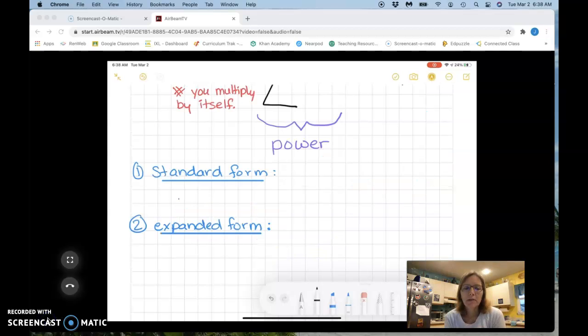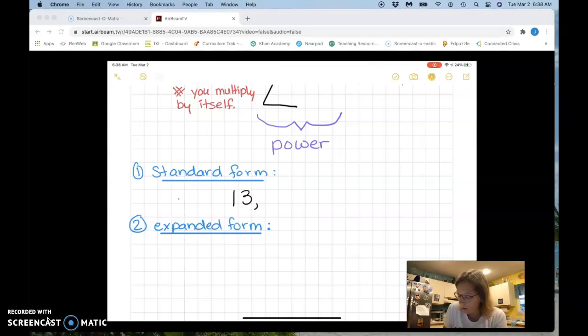Okay. There's two ways that we're going to write numbers in this section. We're going to write them in standard form, or we're going to write them in expanded form. And I'm going to show you what both of those look like. So if I'm writing in standard form, I'm just writing the number. 13,549. Just write it all together like that.